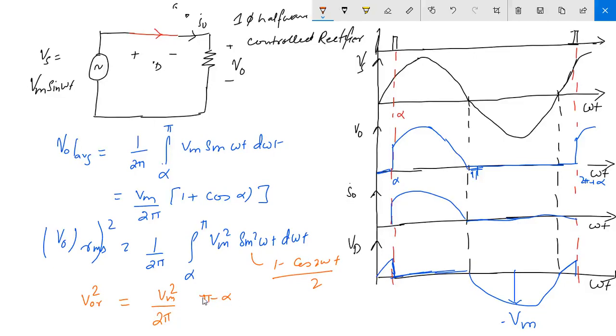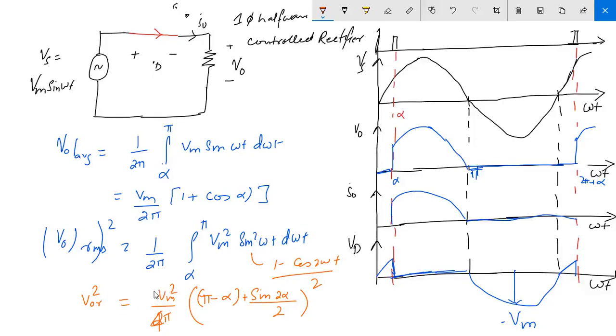Okay, sorry, here you will get 4π minus alpha, sine plus sine 2 alpha by 2. Okay, so this will be the RMS value. You calculate it, you will get this. So this is the RMS value.